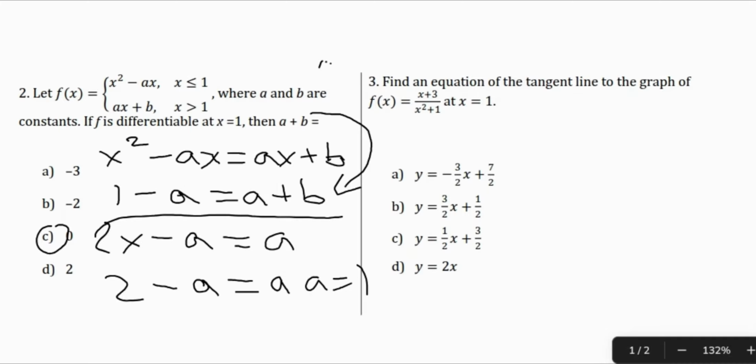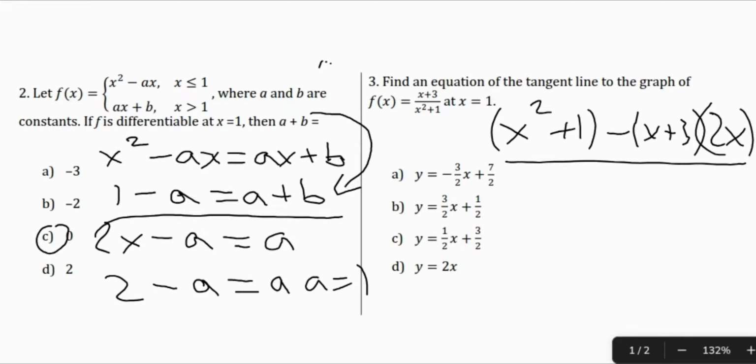So using f as x plus 3 and g as x squared plus 1, we can do the derivative of our f, which is just 1, times our g, which is x squared plus 1, minus our f, which is x plus 3, times our g prime, which is really just 2x, over our g squared, so x squared plus 1 whole squared. And we don't really need to simplify anything. It's a pretty big pain to simplify.